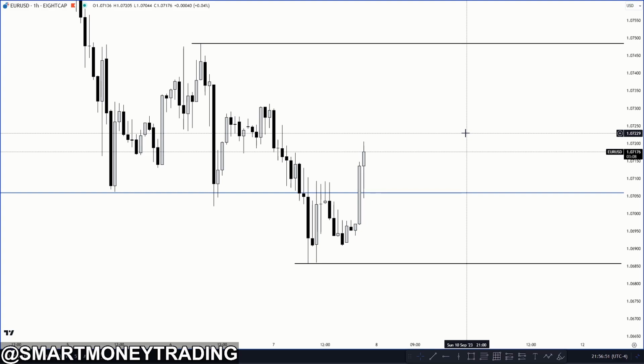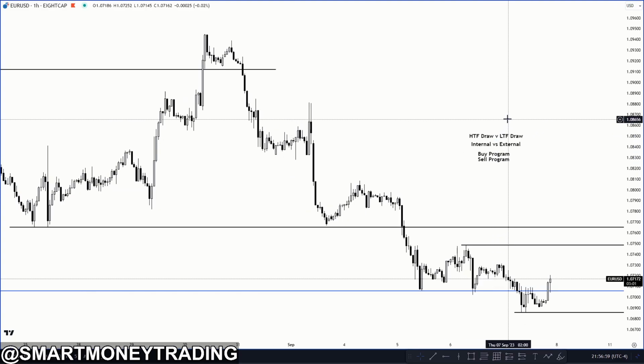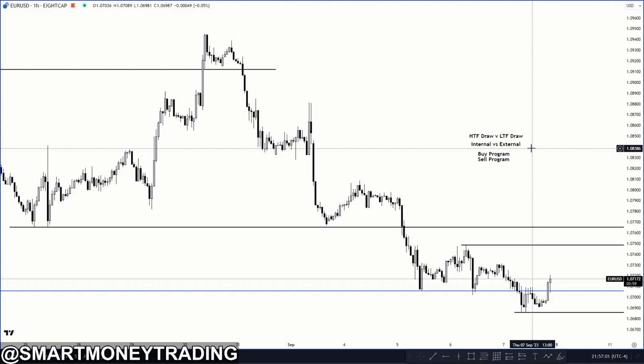I'll tell you right now, with these highs and lows, you're always going to want to use that higher time frame draw on liquidity. Why? Because it's more powerful. It takes more time to develop, but at the end of the day, it is basically telling you the program you're in. If you're in a sell program, then you're going to use that higher time frame draw on liquidity. If you try to use a lower time frame draw on liquidity like this, you're going to get ran through.